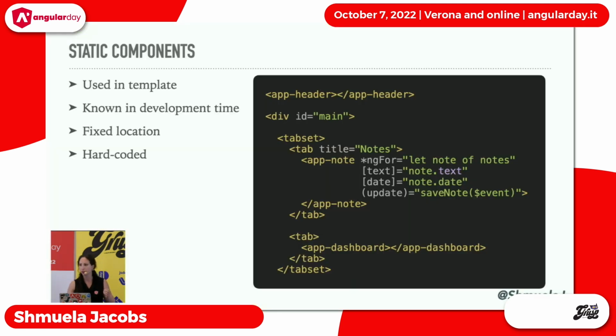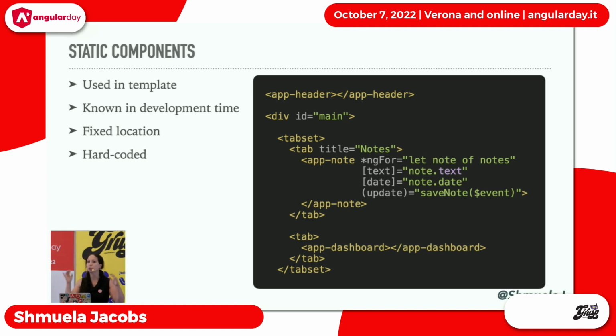So static components, we use them directly in the template. They have the selector, the element name. And so we have here app header, the tab set and the tab, and app note. All these are components that are known at development time. I know what component I want to put here in the template. I put it in a fixed location. I know that the app note is here. And if I want to use it somewhere else, I'll need to also use it in a different place in the template. Okay, I can use ngIf and stuff like that, but I know exactly where it goes.